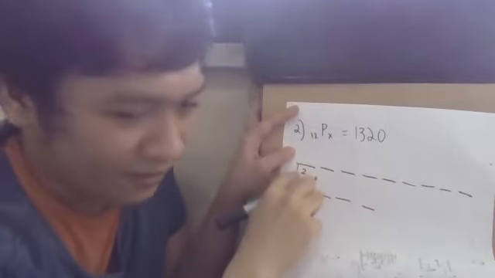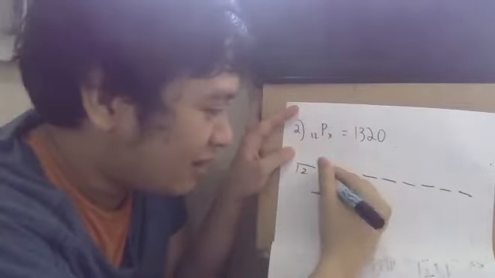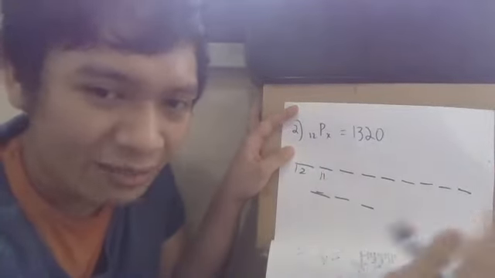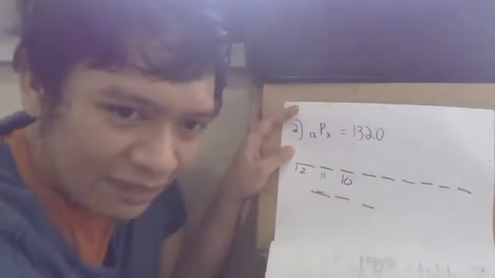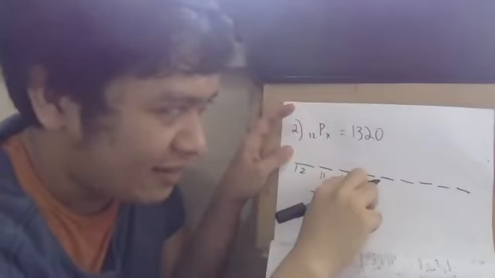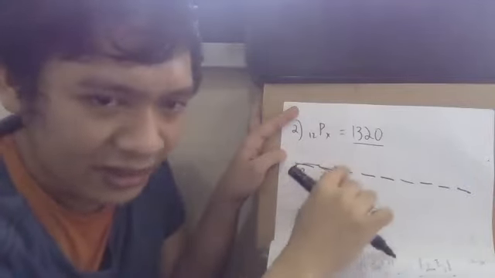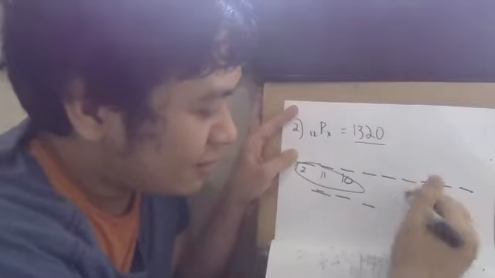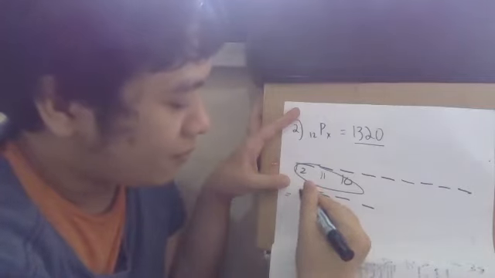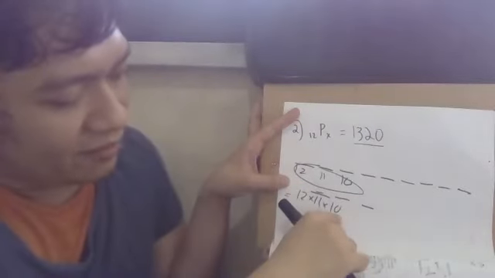Okay. 12. Di pa, syempre. 12 times 11 is 132. Di pa. 12 times 11 times 10. 12 times 11 is 132 times 10 is equal to 1,320. So, ito yun. 12 times 11 times 10.